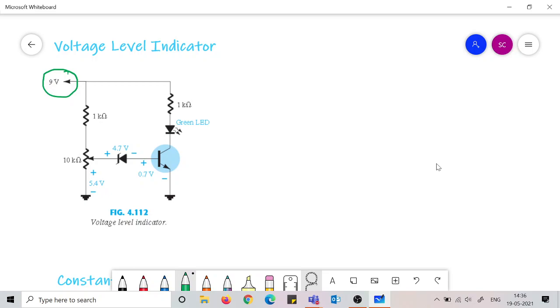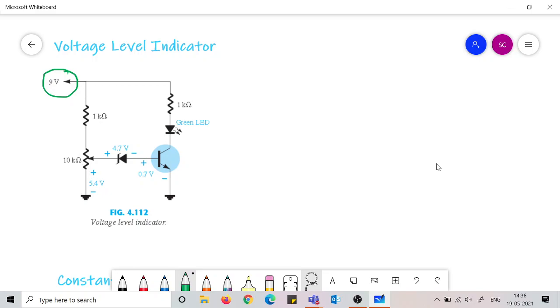So how this works, let us see. Here you have 2 resistors, and this is like a potentiometer actually. So we set this potentiometer in such a way that we have around 5.4 volts here.